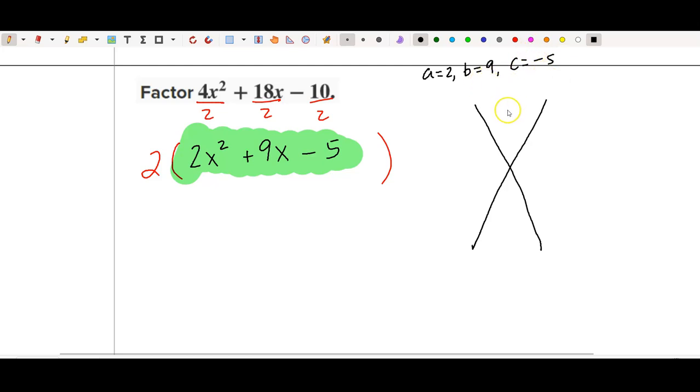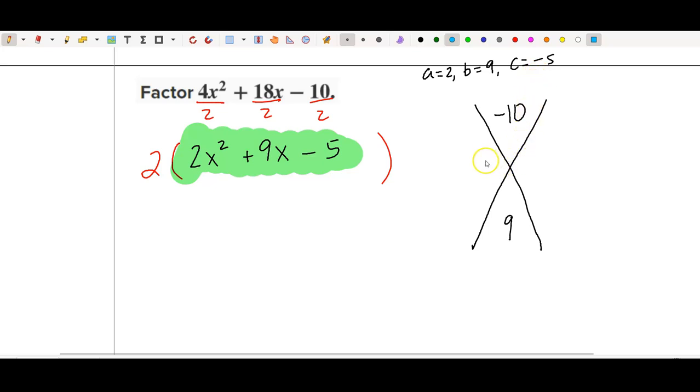So on the top, we're going to put AC. Well, that is going to be 2 times negative 5, so that's negative 10. On the bottom, we're going to put b, which is 9. So remember, in order to solve this, we have to think about what multiplies up to the top and adds up to the bottom. And sometimes this can take a little time. You might have to think about all the combinations.